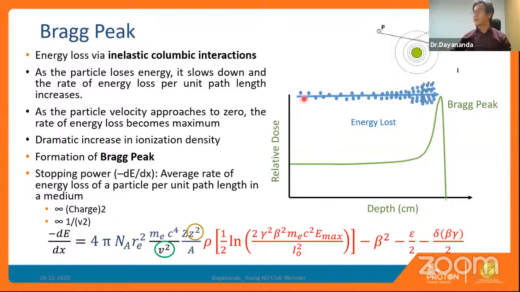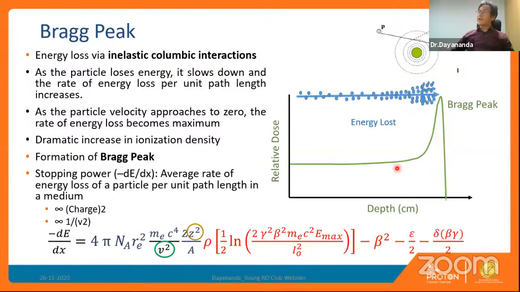And as the proton beam goes deeper and deeper, it loses more and more energy, and it reduces its velocity. As it reduces its velocity, the amount of time the proton spends with the neighboring atoms in the medium increases. As a result, the ionization density along the path of the proton beam increases. And this ionization density becomes significantly high when the proton velocity is about to approach zero. This leads to the deposition of a very, very high dose almost at the end of the range of the proton, and this leads to the formation of the peak, which is called the Bragg peak.